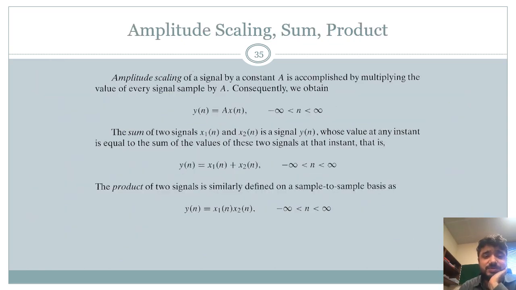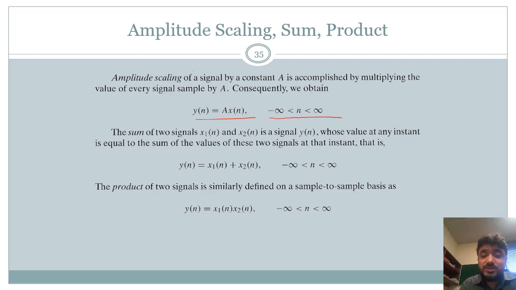Finally, and we'll basically stop here, this is the last one, and this is the amplitude scaling, sum or product. So these are all operations on amplitudes. The amplitude scaling of a signal by a constant a is accomplished by multiplying the value of every signal sample by a. All of these are sample by sample. Consequently, we obtain a multiplied by x[n], from minus infinity to infinity. That's the whole length of the signal itself. So in your array, you go to every index and multiply it with a. That's as simple as it is.